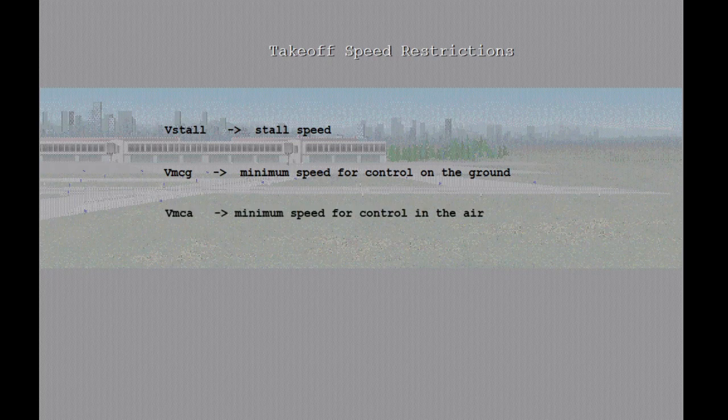During this lesson, we will look at four speeds used to define restrictions on V1, VR, and V2. The most familiar of these is the stall speed, which is abbreviated to VS or VStall. Another restriction is the minimum speed for control on the ground, VMCG. Related to this is the minimum speed for control in the air, VMCA. And the final restriction is the minimum speed at which the airplane can safely lift off the ground and continue the takeoff. This is called the minimum unstick speed, VMU.